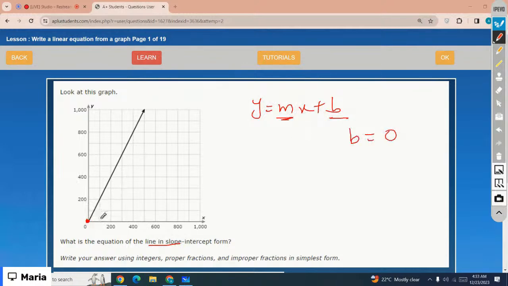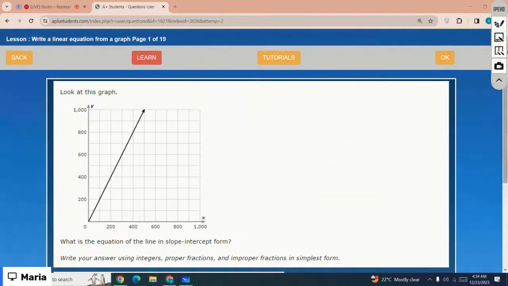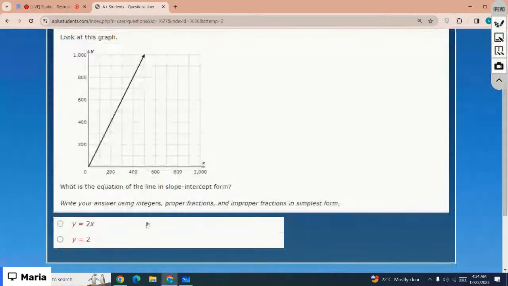Now you need to find the slope. There are two consecutive points. The change in y is 2 and the change in x is 1. That means the slope is m equals change in y divided by change in x, that is 2. So y equals 2x plus 0, and y equals 2x. That is the equation of the given graph. Got it? The equation is y equals 2x. Option number 1 is the correct option, right?